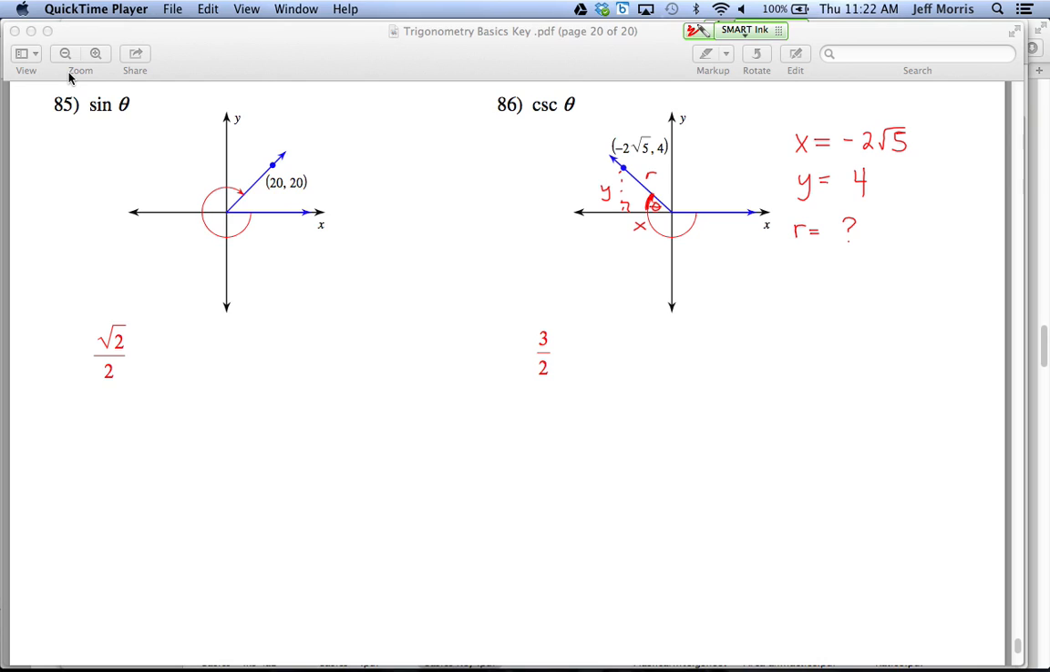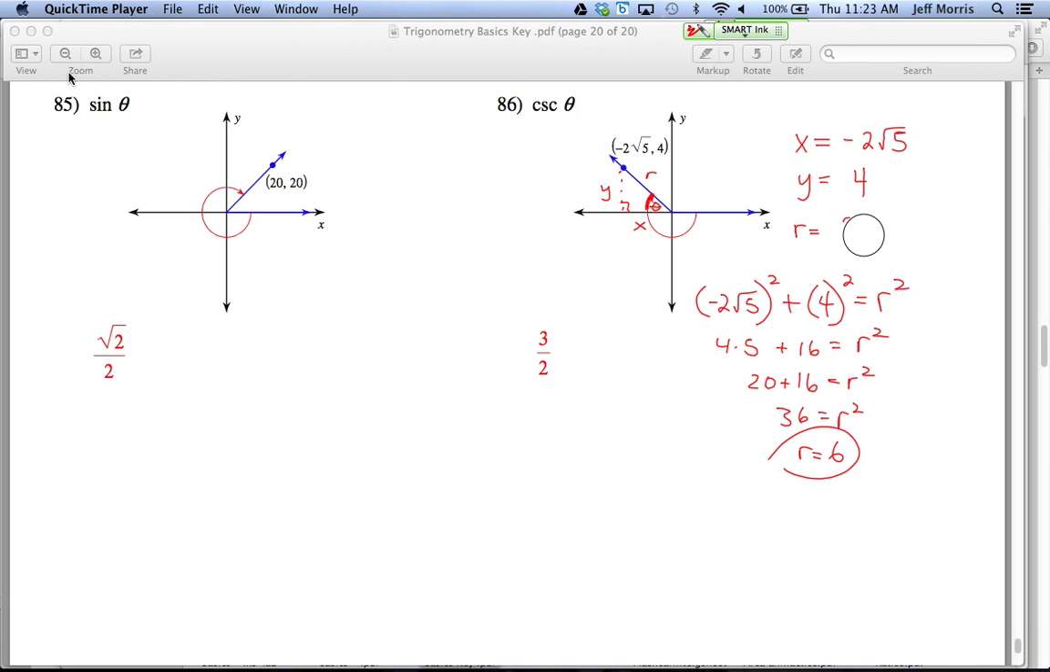Pythagorean theorem. So I'm going to take negative 2 square roots of 5, square it, plus 4 squared equal to r squared. What are you going to get when you square negative 2 roots of 5? You have to square the negative 2 and the root 5, so you're going to get 4 times 5 plus 16 equals r squared. So we're going to get 20 plus 16 is equal to r squared, which is going to give me 36 equal to r squared. What's r equal? 6. You certainly don't have to show all that work. So r is 6.